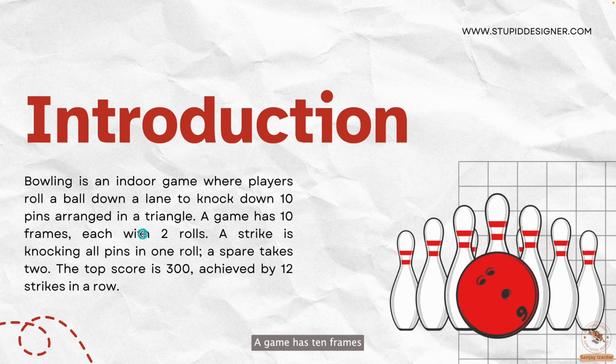A game has 10 frames, each with 2 rolls. A strike is knocking all the pins in one roll and a spare takes 2. The top score is 300, which is achieved by 12 strikes in a row. So now let's see the requirements of this game.